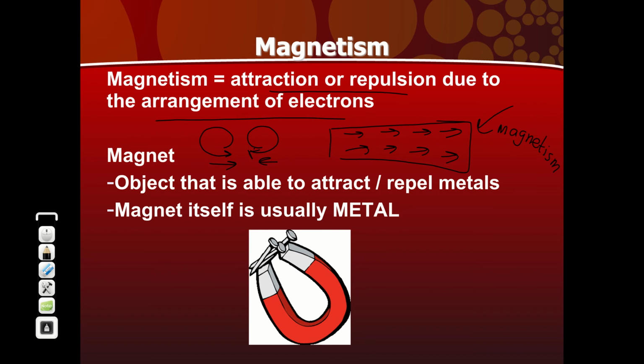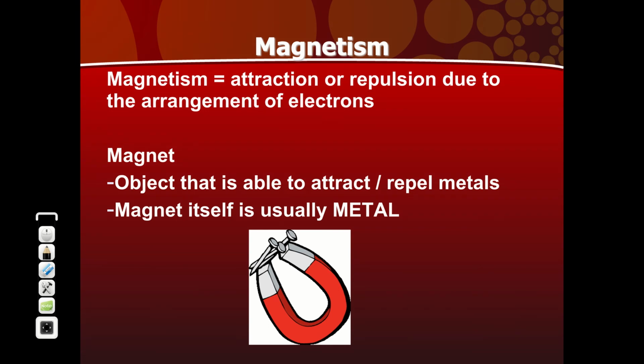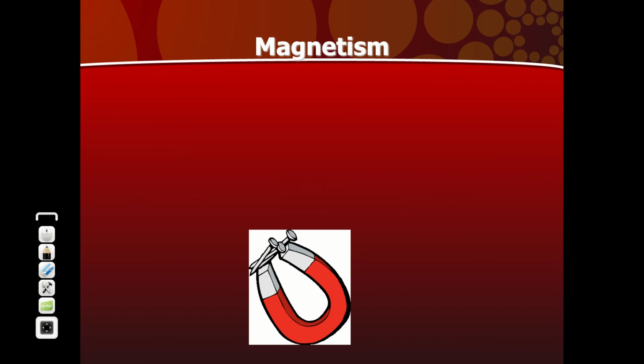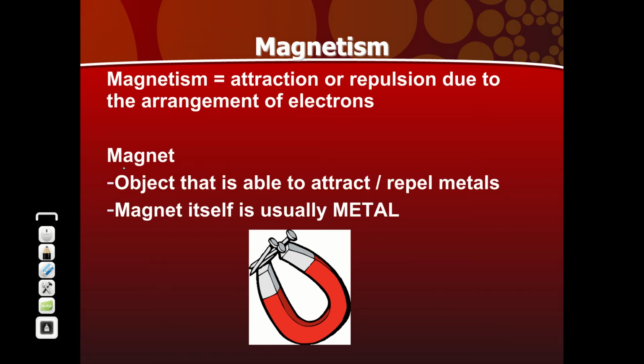So, with that in mind, if an object is able to do that, we call that a magnet, and that is something that is then able to attract and repel metals. Metals are our primary magnetic substances, and that's because they have these loose, delocalized electrons. The magnet itself is usually a metal. It's possibly made of something else, again, because you just got to have those electrons moving. But certain elements, certain compounds, hold their electrons better than others, and it's tougher for them to basically turn into a magnet.